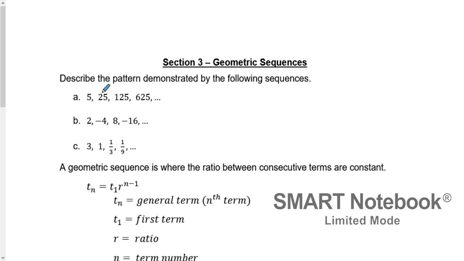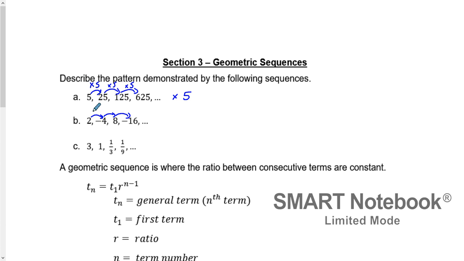To get to the next number, every single one of these is multiplying by 5. So logically, our next one is 3,125. We're multiplying by 5.